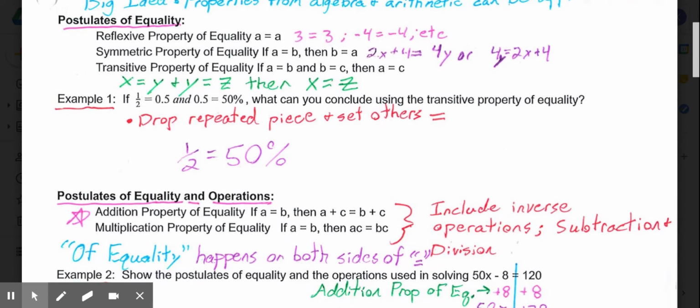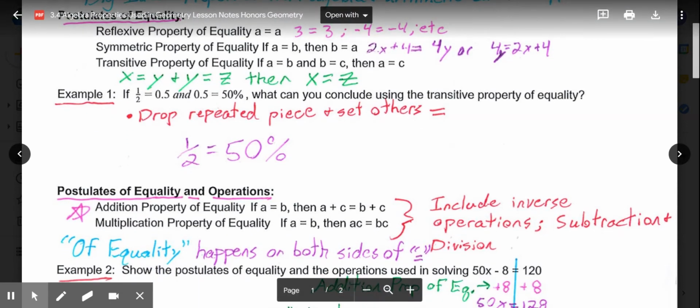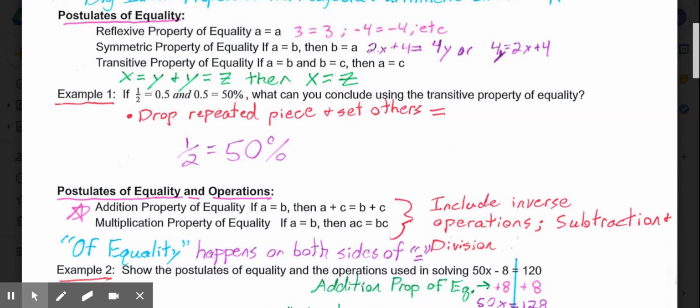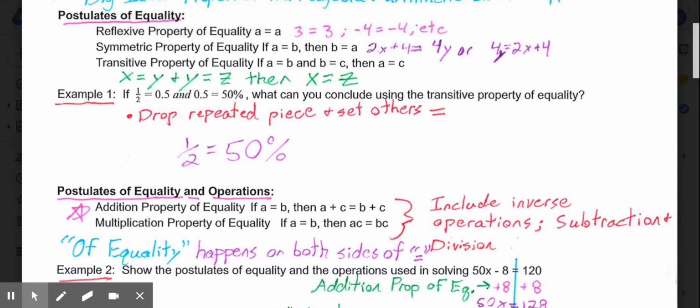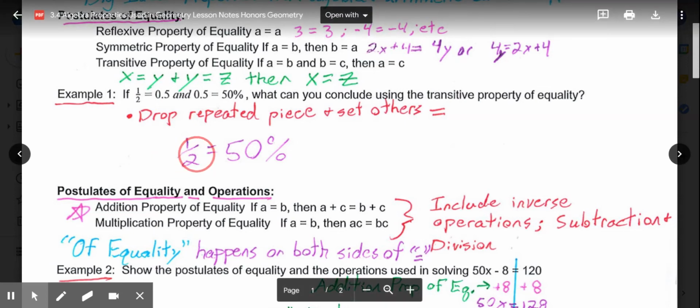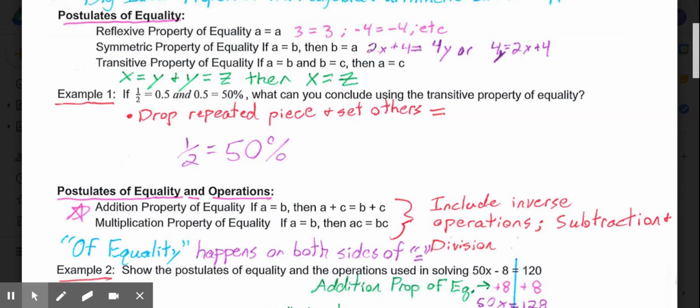In example 1, if 1/2 equals 0.5 and 0.5 equals 50%, what could we conclude using the transitive property? If 1/2 is 0.5 and 0.5 is 50%, we could drop that repeated part of 0.5 and set the others equal, so we could say that 1/2 is equal to 50%.